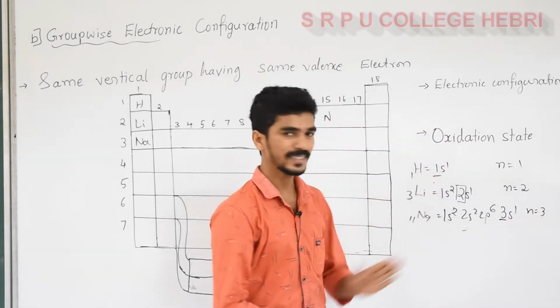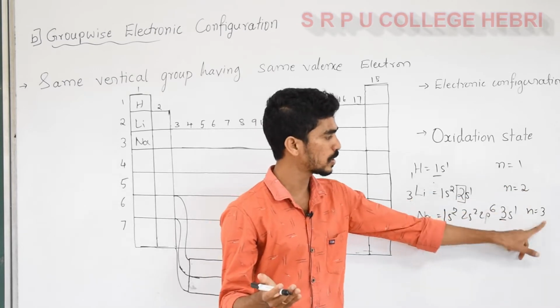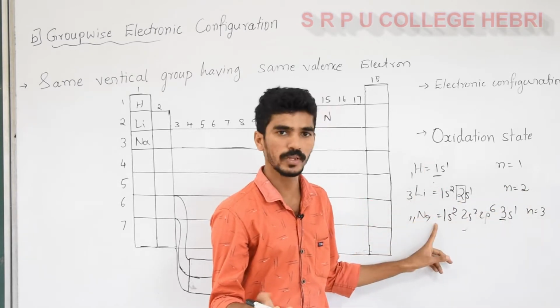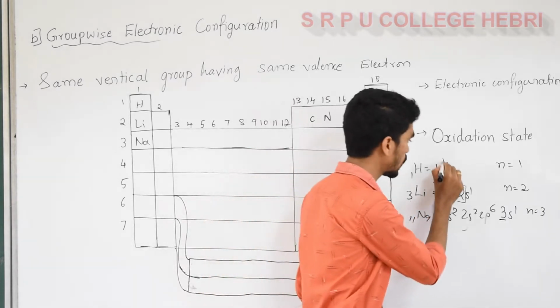There is a common factor here. The valence shells are 1, 2, 3 for hydrogen, lithium and sodium, but how many electrons are present in it? Only one electron in the valence shell.